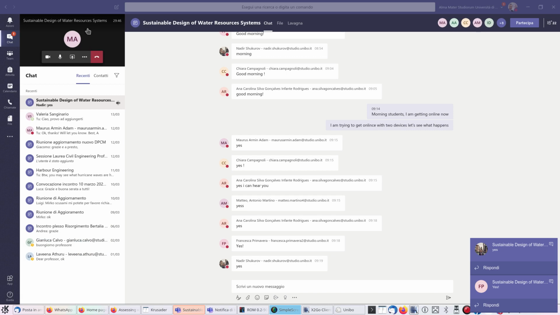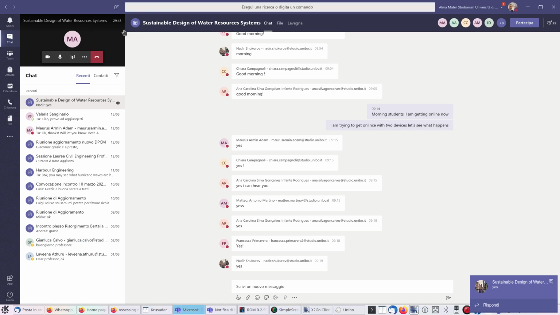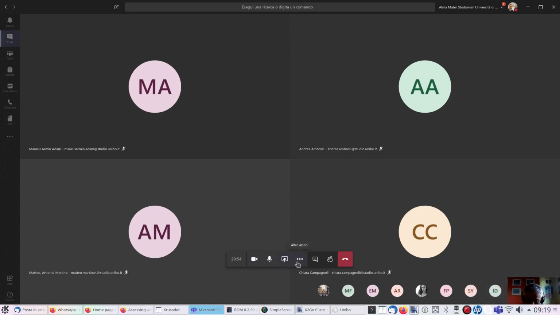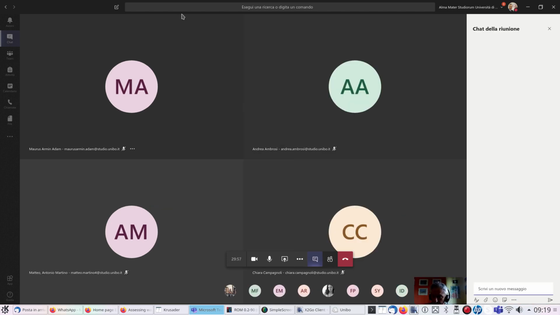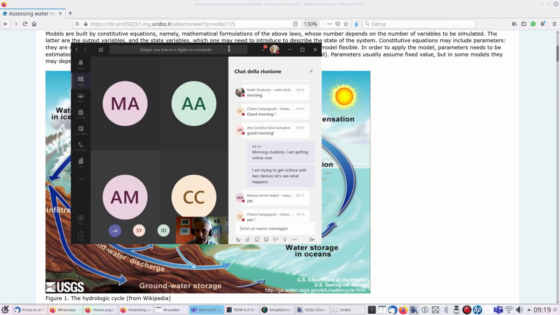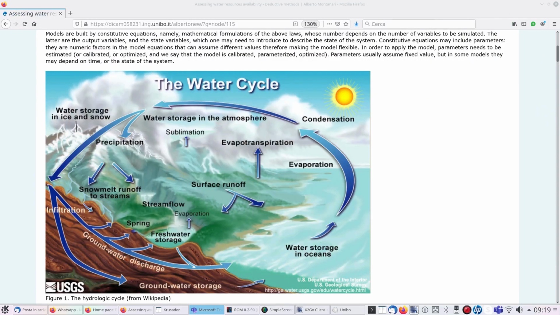Just 1 second. I put this window in another place. I need to put the chat on the other screen, otherwise... 1 second. Very good. Now the chat is on the other screen, so I can have a look at it.